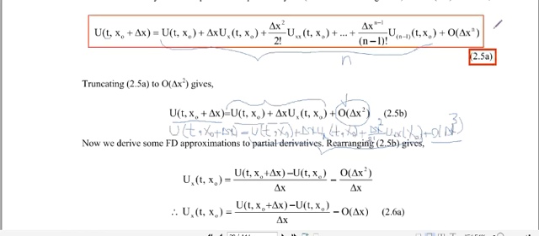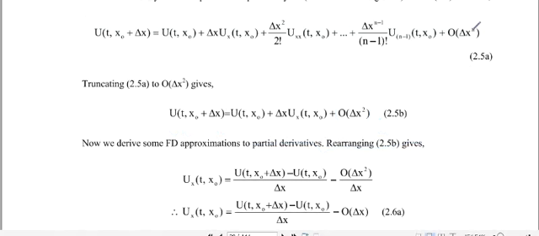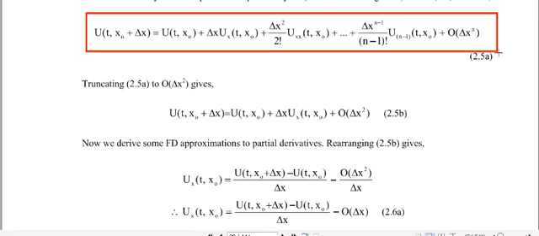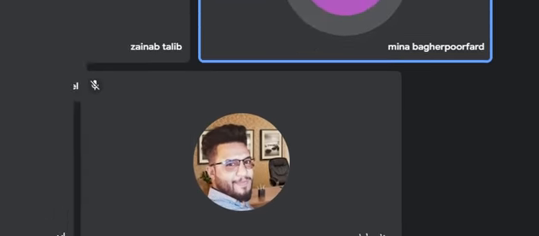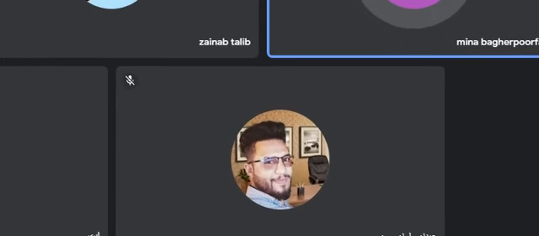Okay. The general formula is 2.5a. It is general. Please pay attention to this formula. Equation 2.5 is the general form of Taylor series, Taylor's theorem. You can see in this formula that the first term is u, the second term is u_x, the first derivative of u with respect to x. The third term is u_xx, meaning the second derivative of u with respect to x, and the fourth term is delta.